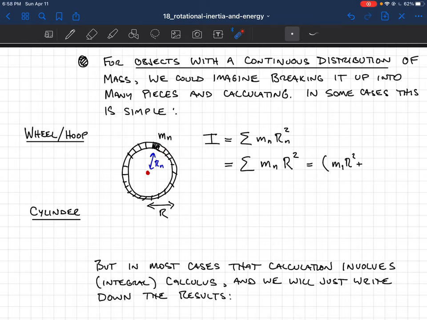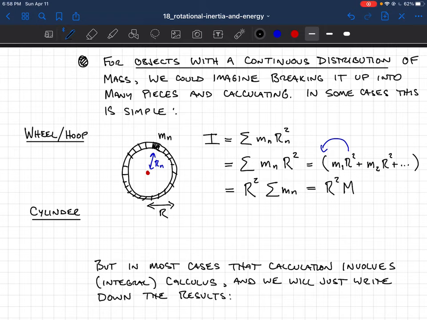And the next one is also the same. It's the radius away. So all of them have the same distance from the axis. So then this equation becomes m2 r squared plus dot, dot, dot, all of them. And so that means that you can pull the r out here as a common factor. And the equation becomes r squared times the sum of the little m's. But what's the sum of the little m's? Well, that's just the entire mass of the whole thing.